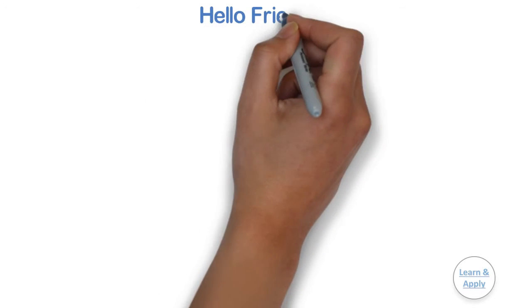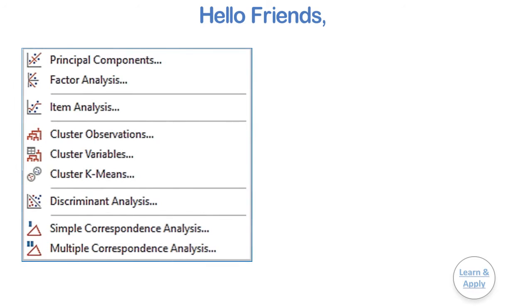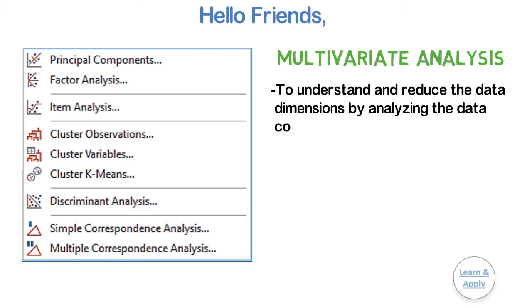Hello friends, from this video we are going to learn another most important concepts, tools and techniques in multivariate analysis. The multivariate analysis includes a variety of tools used to understand and reduce the data dimensions by analyzing the data covariance structure.